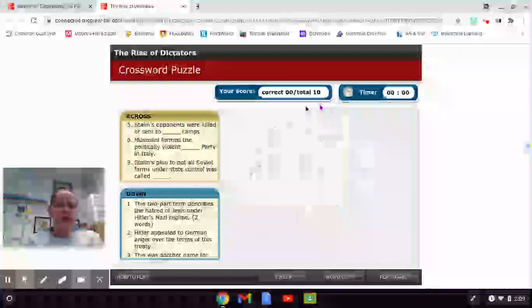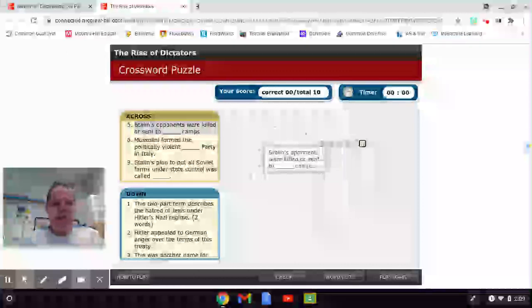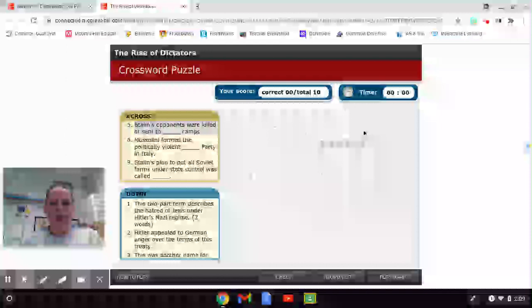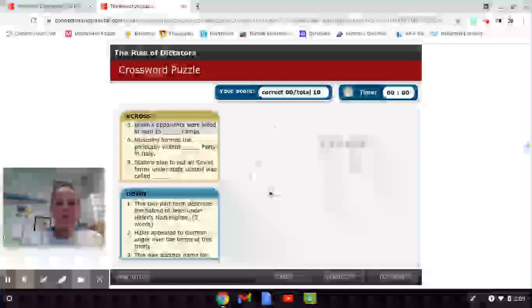So if I read, let's say, number 5 across, it says Stalin's opponents were killed or sent to blank camps. If I look at my word list, if I don't know, I can pick it out from there. Or I could just type in prison camps. Once you fill all the blanks in, you can always check your answers and it'll tell you what you got correct or incorrect up here. So kind of a fun little game to play. So actually, when you finish this Ed Puzzle, you can go ahead and get on and I want you to try the game here.